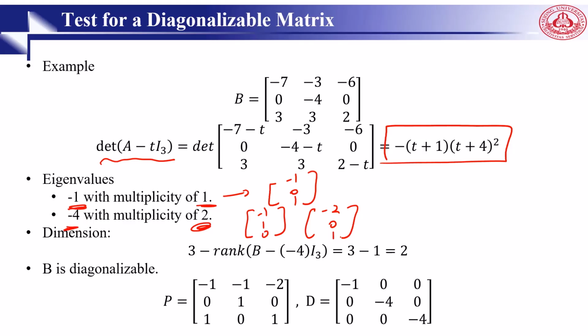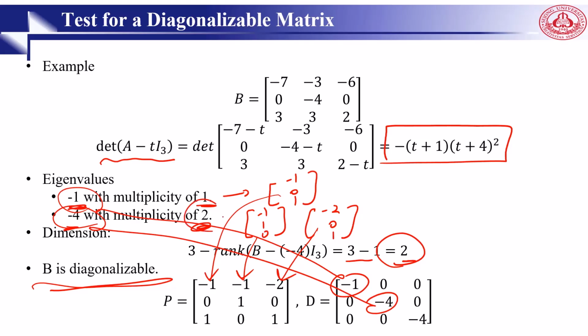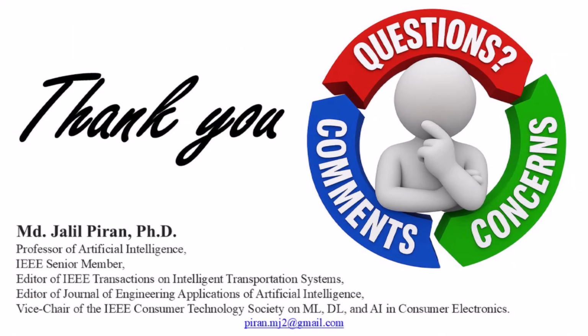So this is a diagonalizable matrix if and only if the dimension of the eigenspace corresponding to the eigenvalue is 2. Based on that, we can check that 3 minus rank of B minus -4 I3 is 3 minus 1, which is equal to 2. That's why B is diagonalizable. And in order to find P and D, we bring this one here, and this one here. This is the P matrix, and -1 here, -4 here, because it is 2 times. This is the way we can find the diagonalization of a matrix. Please practice and feel free to ask me if you have any questions. Thank you.